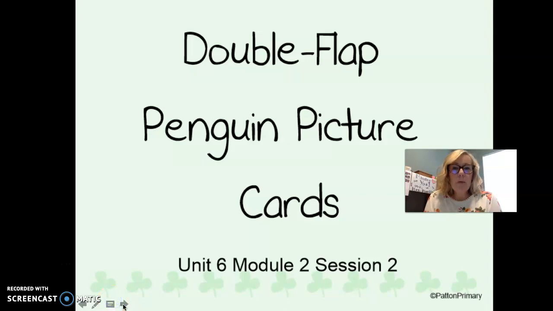Double Flap Penguin Picture Cards, Unit 6, Module 2, Session 2.